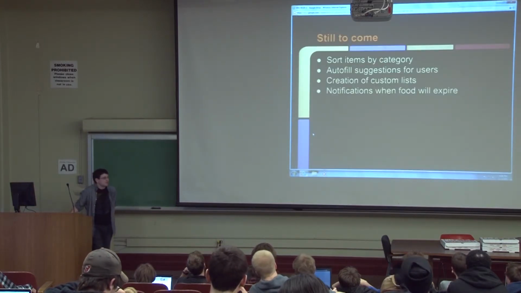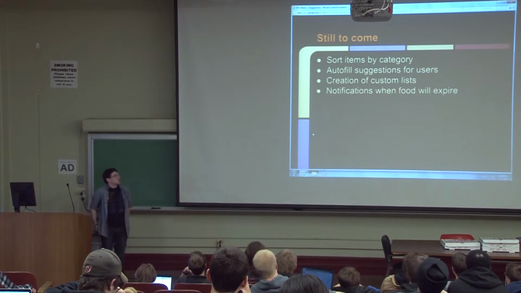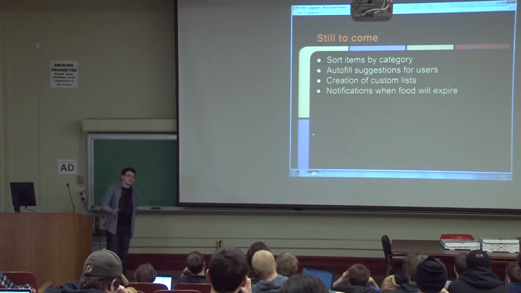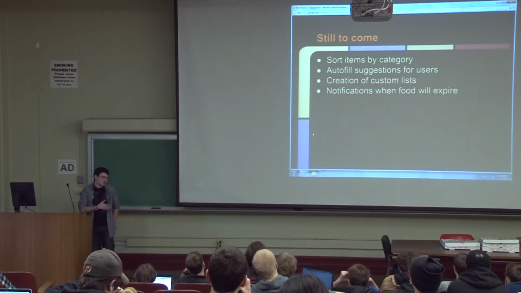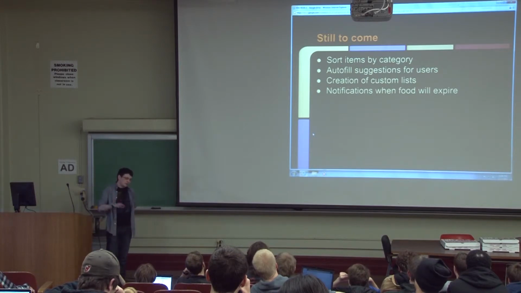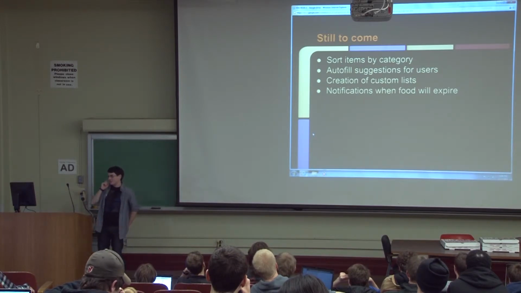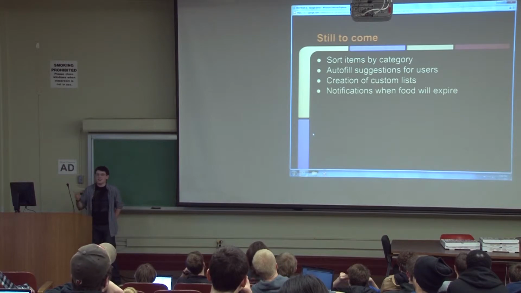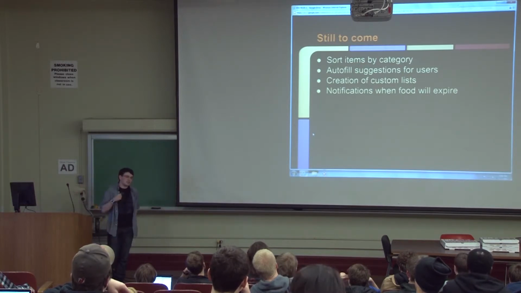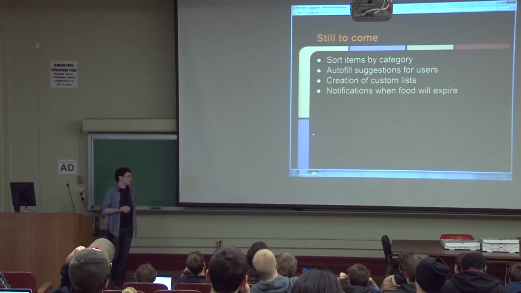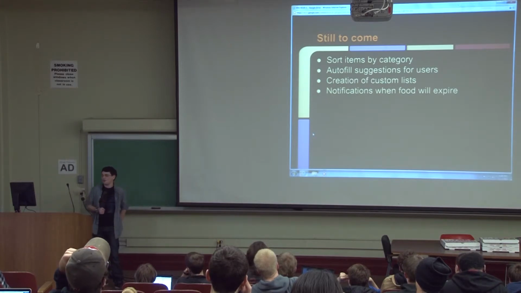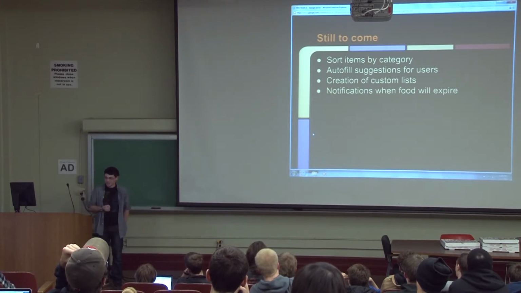So in the future, what we want to do is sort items by category. Right now the users can input a category and it doesn't do anything with it, so we're capturing that data but we're not doing anything with it. So we're going to be able to sort items by category. We are going to scan our database when the user starts typing and auto-fill, because chances are if you're buying something you've bought it before. So that'll make input a lot faster.